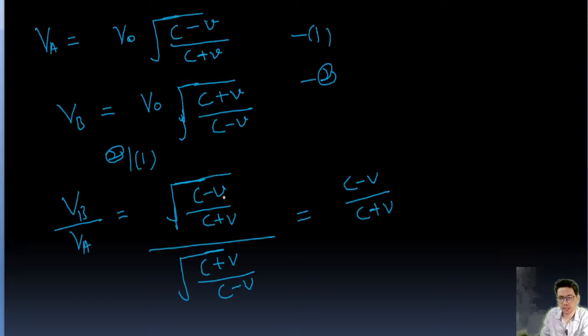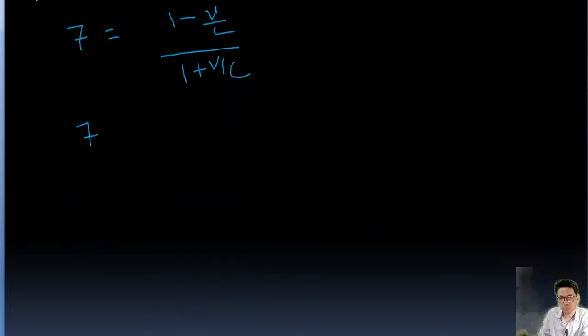Here we have made some mistake, guys. We did 2 by 1, so this is C plus B upon C minus B, and in the other it is C minus B upon C plus B. Because we are doing 2 by 1, the numerator has plus and the denominator has minus.